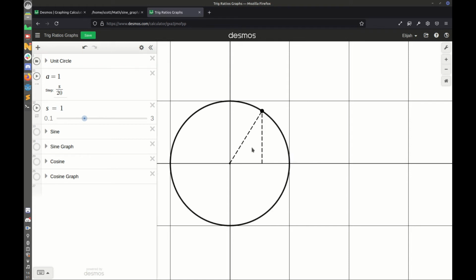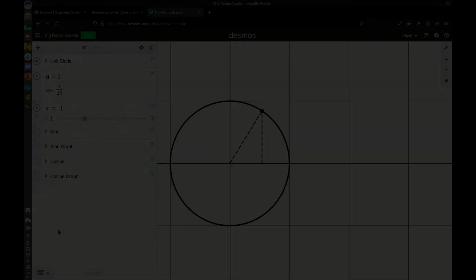So if we can show that this height here of the point, so this length on this side, is equal to sine of theta, then we will have shown that the triangle representation and the circle representation are the same, and we know where the waves come from. So let's go right over to that.